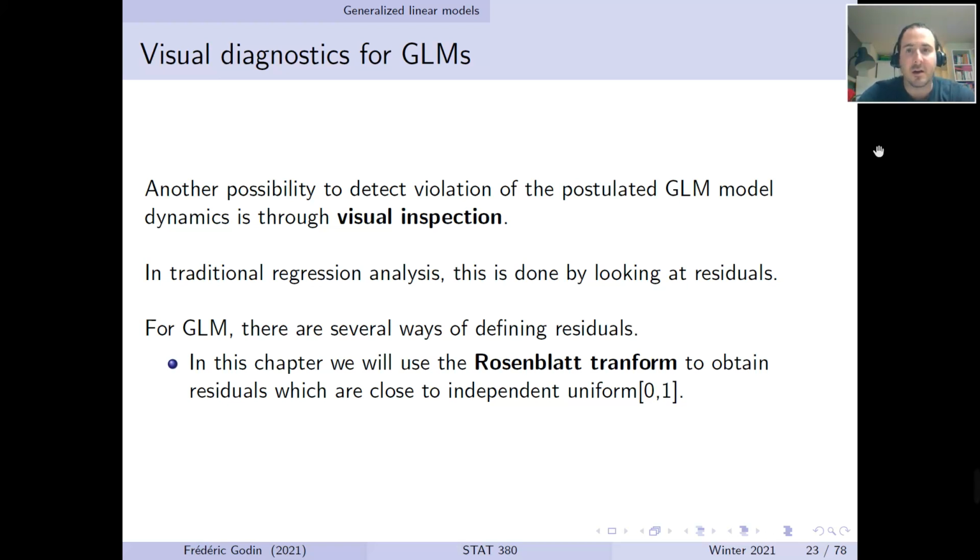So what we're going to discuss here is diagnostics of a GLM based on the so-called residuals. The first thing we will discuss is visual inspection. In a traditional regression analysis, visual inspection diagnostics are often done by looking at the residuals. Residuals are the prediction errors, and typically if the model is good and well estimated, then the residuals should approximate the noise component epsilon, and therefore residuals should be approximately IID, and if you assume normality, IID Gaussian with a fixed variance.